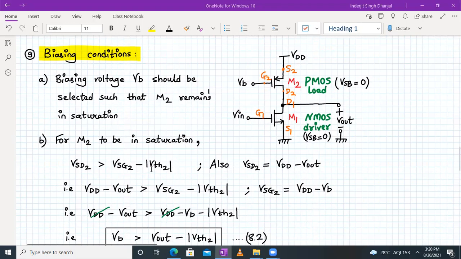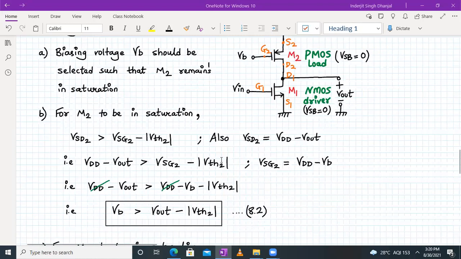Also we can write from this circuit diagram that VSD2 can be written as VDD minus Vout. If you see carefully, if you apply KVL to the output loop, we get VDD minus VSD2 minus Vout is equal to 0. So hence VSD2 is equal to VDD minus Vout. We substitute this over here, so we get VDD minus Vout should be greater than VSG2 minus mod of VTH2.